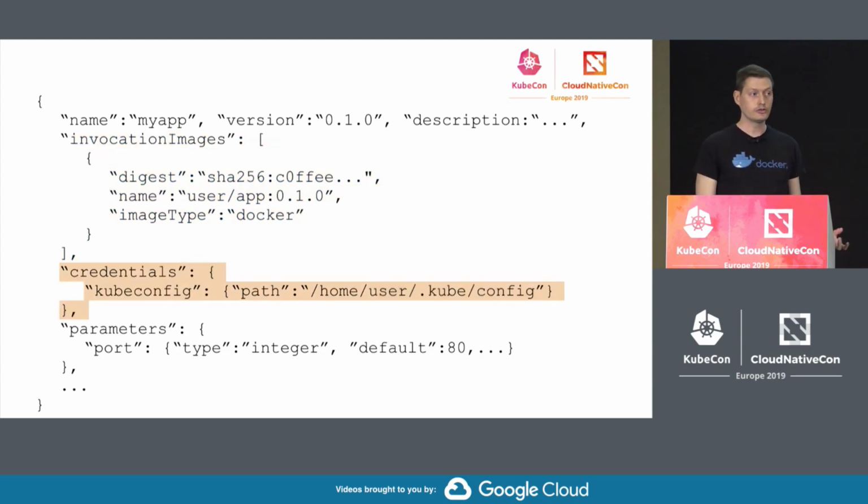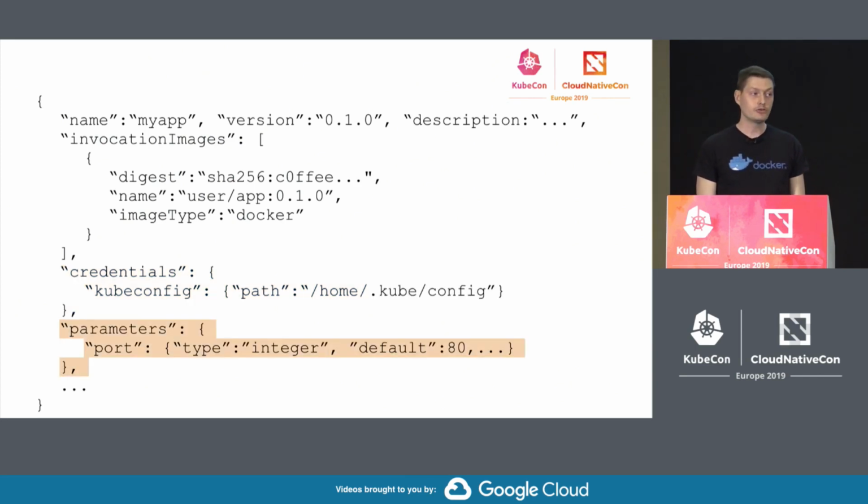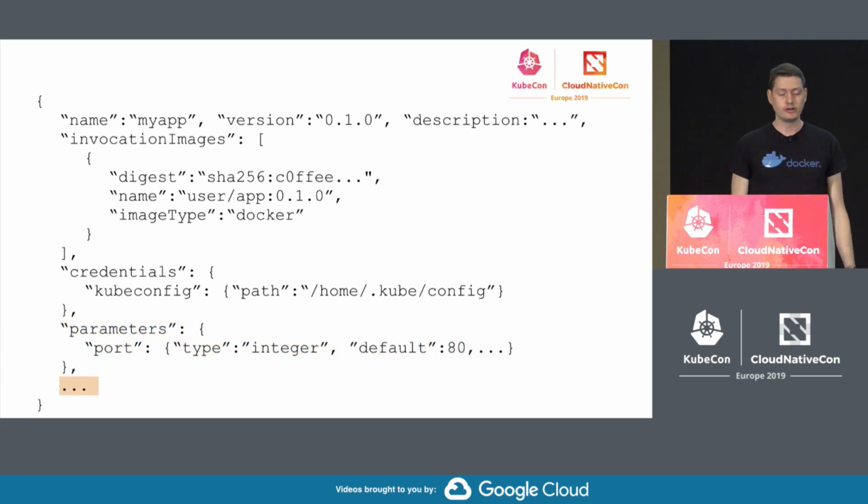We then have the credentials. So you'll see here we have something named kubeconfig, which will be mounted to a path that you can specify. And we have parameters, which are strongly typed, so you can validate them, which is great. So you can, for example, for a port, set an integer, set a default value, set minimum, maximum, and so on. For strings, you can use regex and whatnot. It's really cool. And there are some other things that you can store inside the bundle.json.